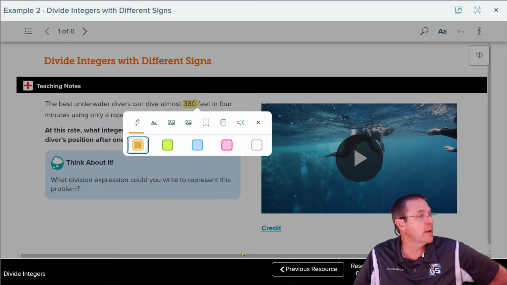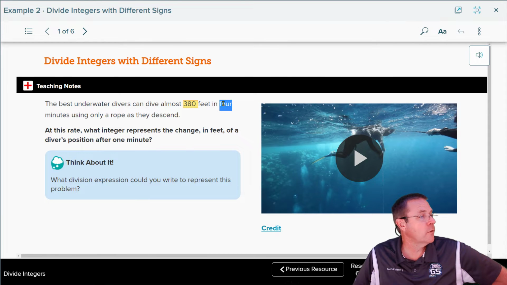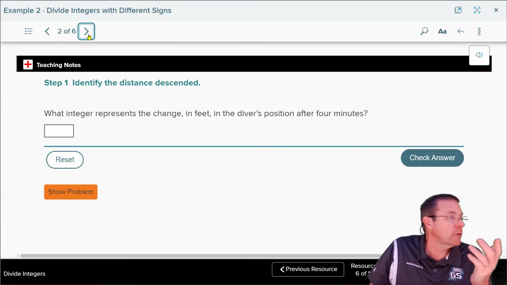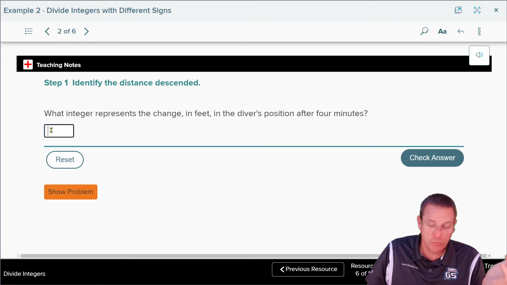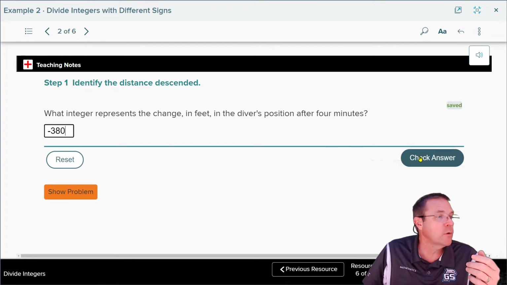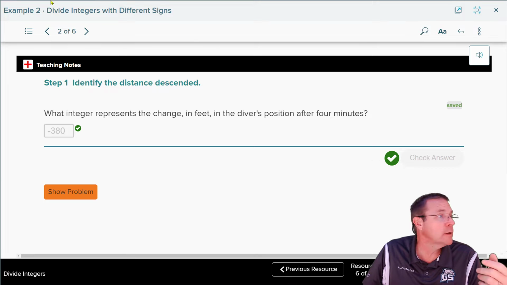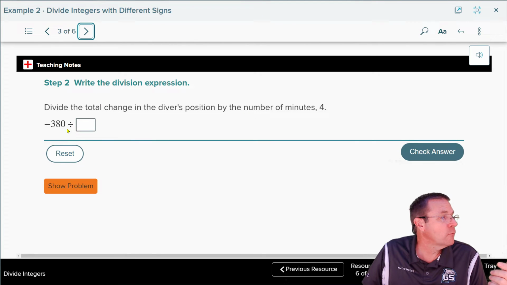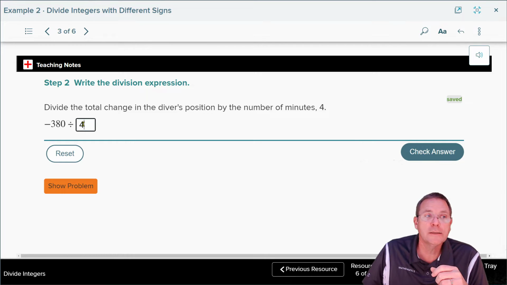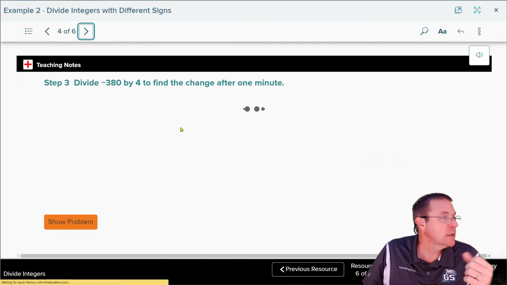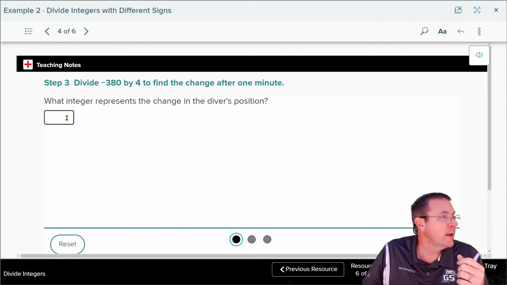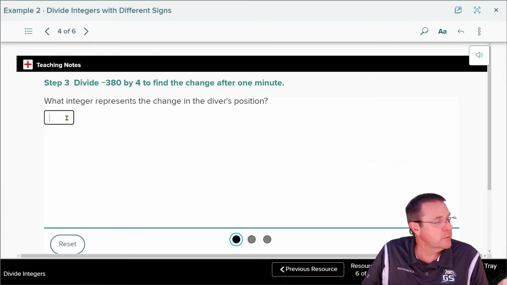So let's go ahead and highlight that. And it is taking place over the course of 4 minutes. So let's highlight that. From here, we're going to figure out what they do. What integer represents the change? Well, that's going to be negative 380 because they're going down 380 feet in the 4 minutes. From there, what are we going to do to write it? We're taking that 380 feet and dividing it into 4 one-minute sections. Check that out. That checks. Last thing we have to do is the actual math. That's going to be 380 divided by 4. That ends up being, well, 32 is 8, 36 is 9.